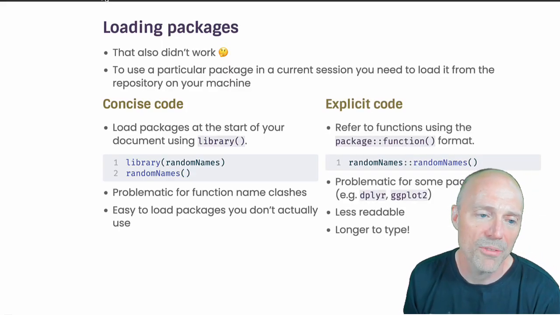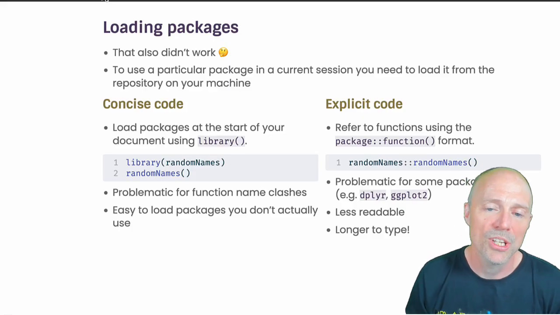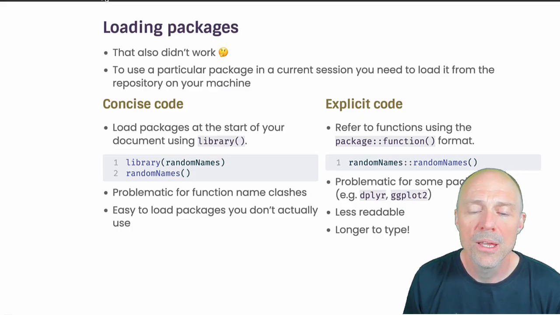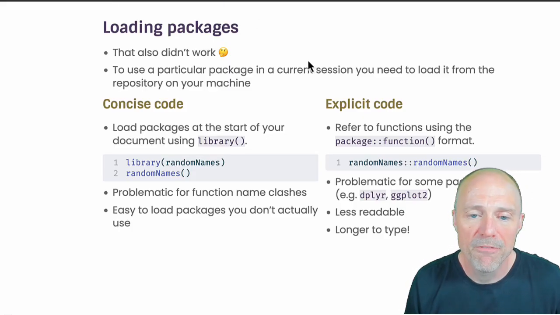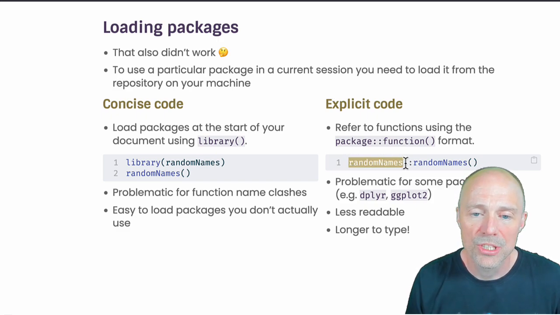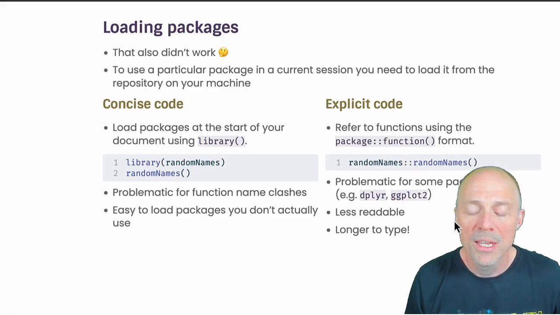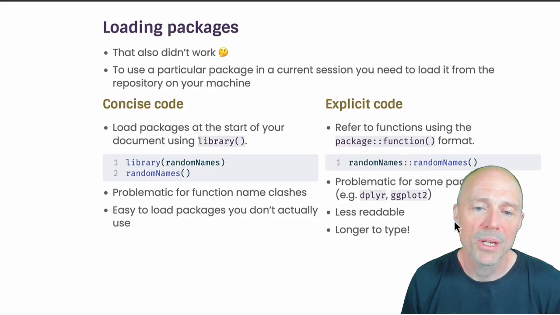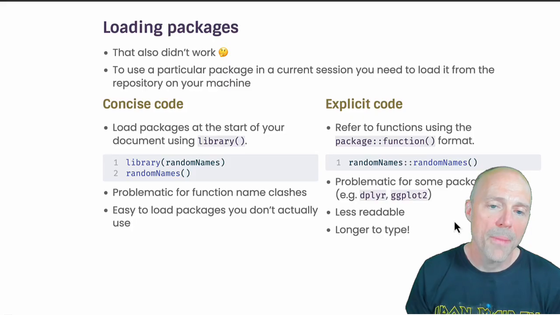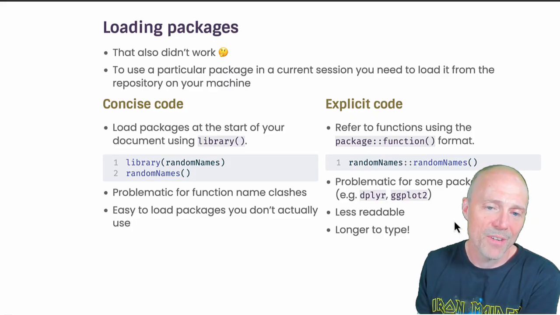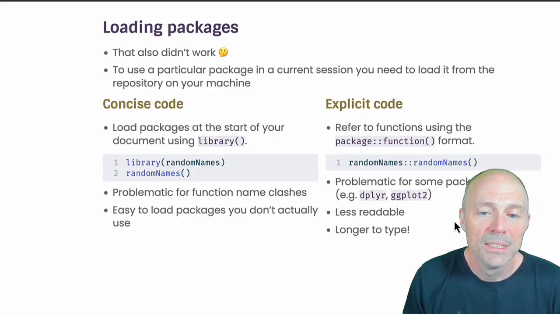This is where, rather than using library to load the package, whenever we use a function, we put the package name before it, like this. So we have the name of the package, then a couple of colons, and then the name of the function that we want to use. This is known as an explicit style because we're referencing the function by the name of the package, then the function within the package.